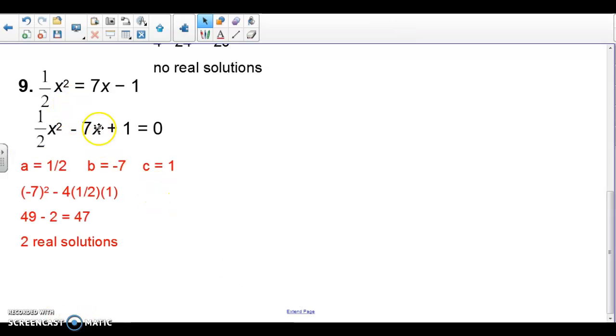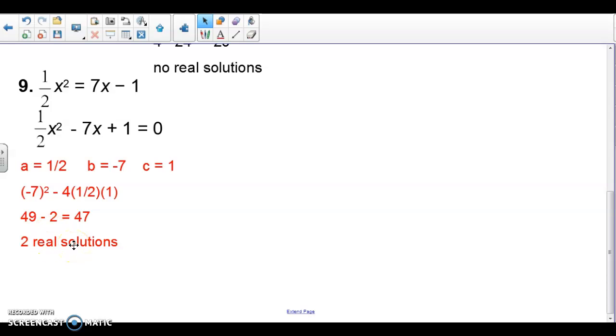All right, so for number 9, I had to do the same thing where I got it in standard form first, then identified my a, my b, my c value. Then I did b squared minus 4 times a times c. When I did all that work out, I got positive 47 as my discriminant. So since my discriminant is positive, I have 2 real solutions.